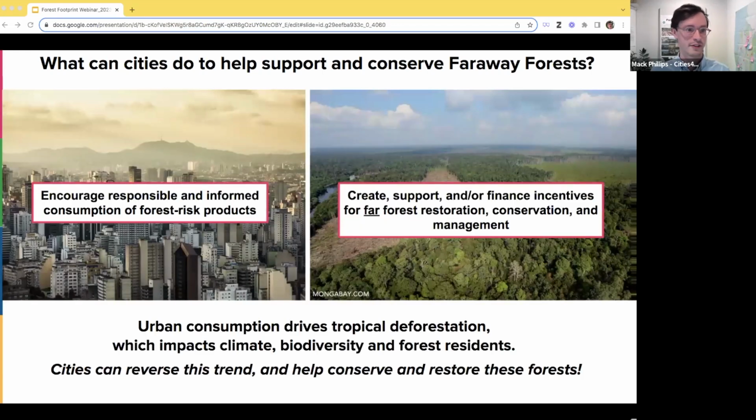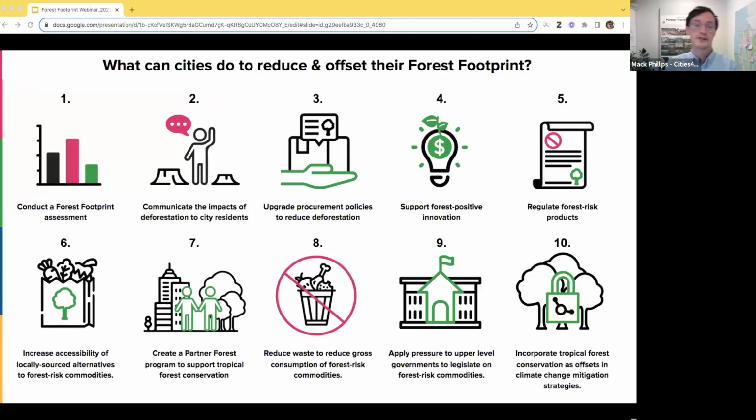Just going to skip over this slide for time. To help answer this question, we've put together an action platform to help guide cities to reduce and offset their forest footprint. I won't read all of these right now. The first action, of course, is to conduct a forest footprint assessment. There are other ones that cities think of first, such as upgrading procurement policies. But there's a lot more things that you or your city officials might not think about that could have an impact on tropical forestry, such as reducing waste.